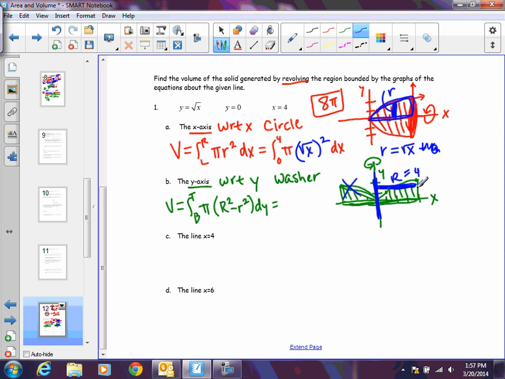Here's another way to think about it. Let's say you didn't realize that, and you thought you just wanted to go through the steps. What's the right function over here? X equals 4. What's the inside function right here? X equals 0. 4 minus 0, that would be 4. So you're still doing the whole top minus bottom or right minus left. Every single time you find R, that's what you're doing.